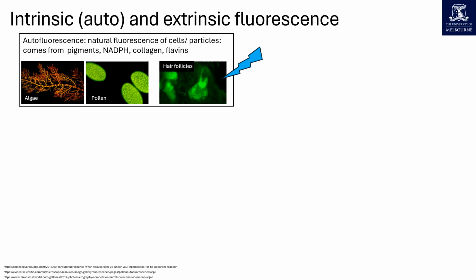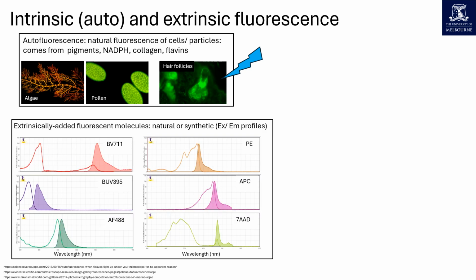There are many extrinsically added fluorochromes, a sample of which are shown here. Each have their own excitation and emission spectra that cover the entire visible light spectrum, as well as ultraviolet and infrared wavelengths. Some fluorochromes, such as PE and allophycocyanin or APC, are derived from nature, while others are synthesized small molecules and polymers, such as Alexafluor 488 and Brilliant Ultraviolet 395, respectively.